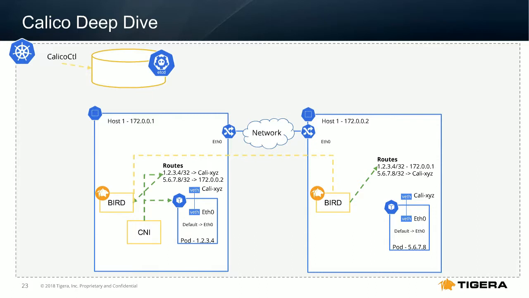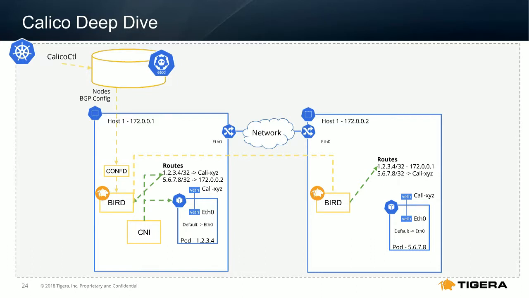There's some overlap between what we can do with calicoctl and kubectl. For example, all the policies can be applied via kubectl. But a lot of the in-depth things, the peering, the IP pools, the node pools, all of those sorts of things, would be managed via calicoctl.